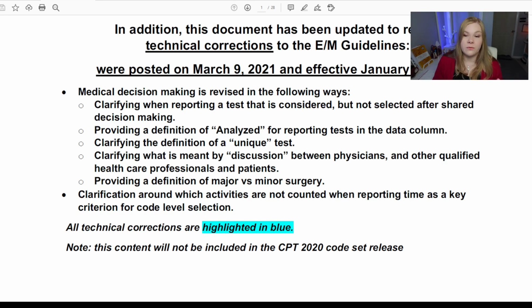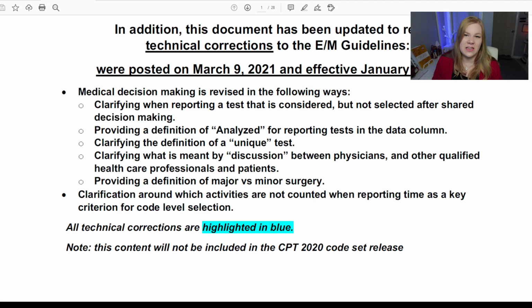So these were the revisions: clarifying when reporting a test that is considered but not selected after shared decision making. So saying, hey, we think we should get this test, but oh, you know what, because of these certain reasons, we probably shouldn't get that test. So it was considered, it still went through that same thought process. Providing a definition of analyzed for reporting tests in the data column, so what qualifies as analyzing. Clarifying the definition of a unique test. Clarifying what is meant by discussion between physicians and other qualified healthcare professionals and patients.